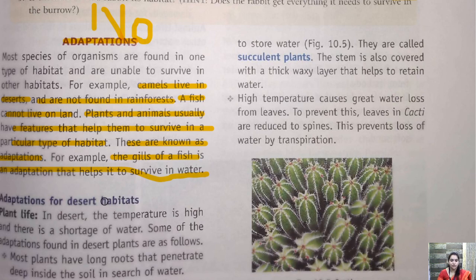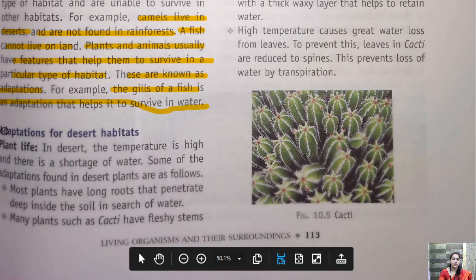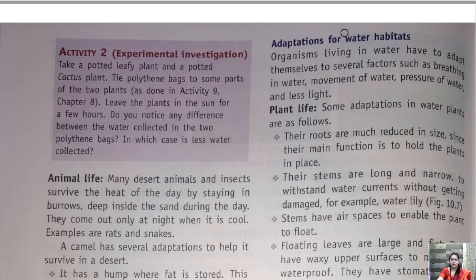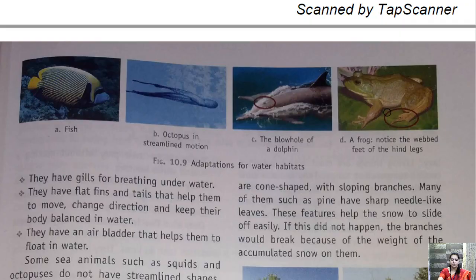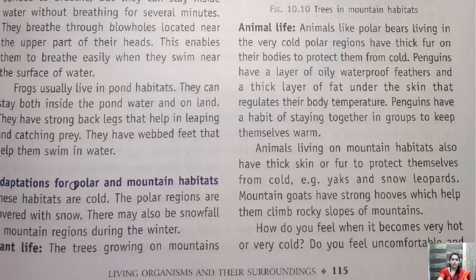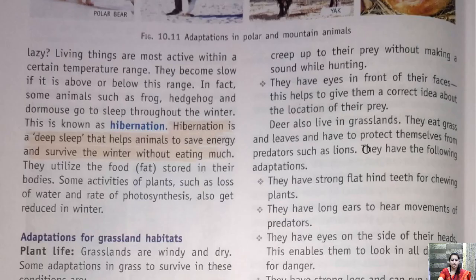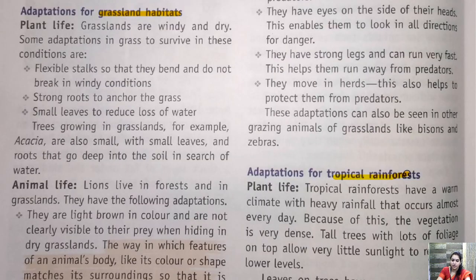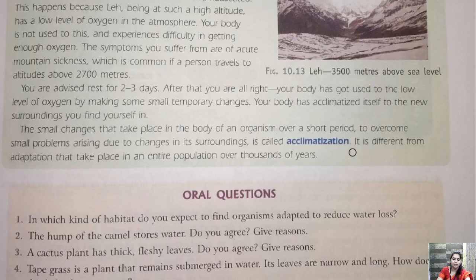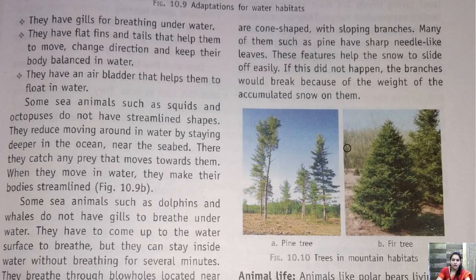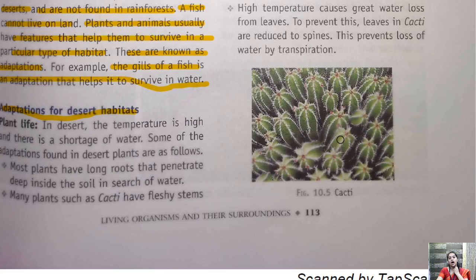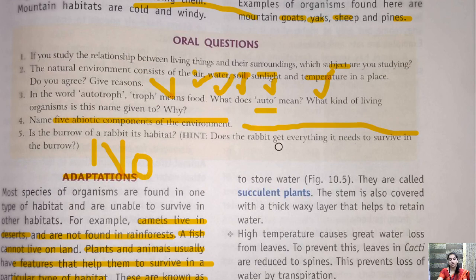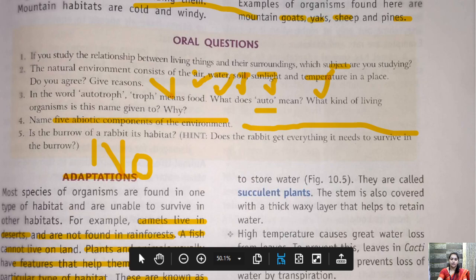Got it? So in this topic we have to study about adaptation of desert habitat. Then we'll talk about adaptation of water habitat. Then we'll talk about adaptation of polar and mountain habitat. Okay, adaptation for grassland habitat, adaptation for tropical rainforest. Alright, so this we will study in the next class. So these are very, very, very important topics. We'll see how these animals can survive in particular types of habitats. Basically, plants and animals both, how they can survive in such habitats. This we will study in the next class.